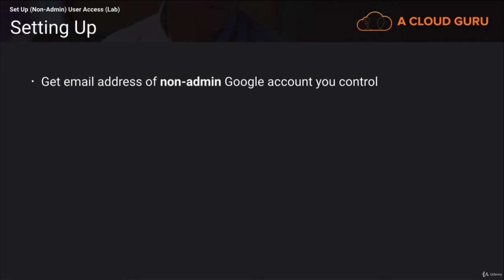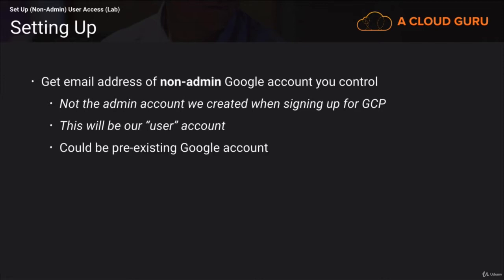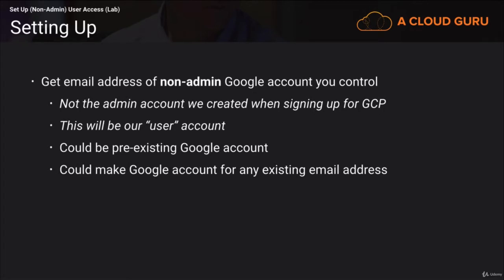Now, before you start doing this lab, you need to get the email address of a Google account that you control, and one that's not the admin account that we created when we signed up for GCP. This account is going to be the user account that we use to do a lot of stuff in GCP. So if you want, you could use a pre-existing Google account that you've made, or if you have an email address that hasn't had a Google account created for it, you could do that now, or you could choose to make a completely separate new Gmail account.